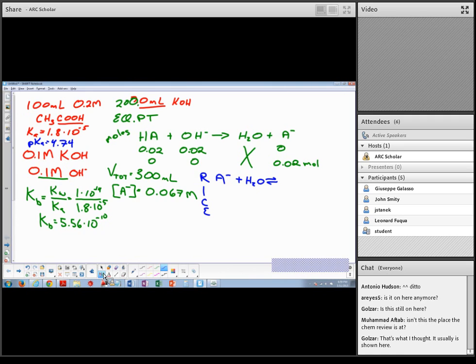Well, is this an acid or a base? It's going to be a base, right? So that's going to take a proton. We're going to reform the acid. And what's left over from water? OH minus. Okay? So we can plug in what we know.